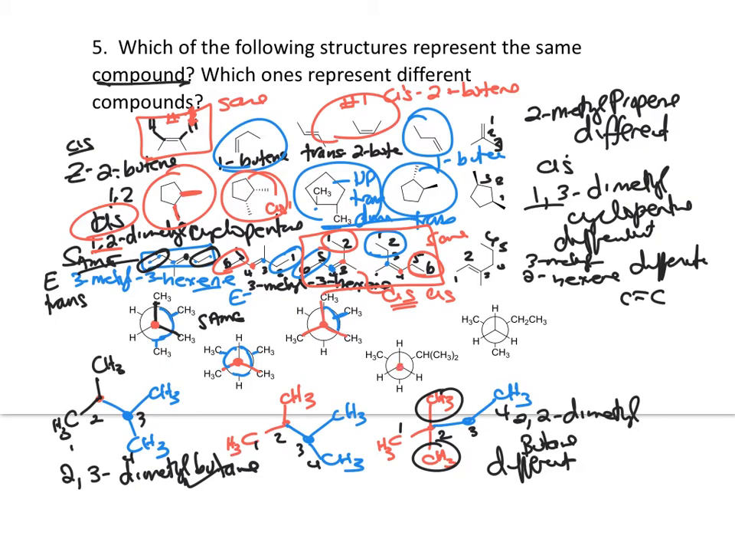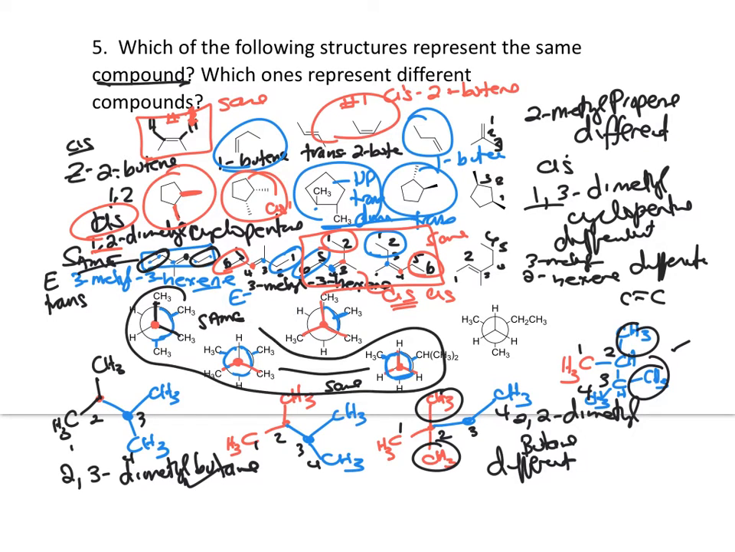Okay, going to the next one here, we have this carbon is a CH3, and it's connected to the blue carbon. And so this blue carbon is a CH connected to a CH3, connected to a CH, CH3, CH3. And then we count this 1, 2, 3, 4, 2,3-dimethylbutane. So this is the same. So far, these are the same.